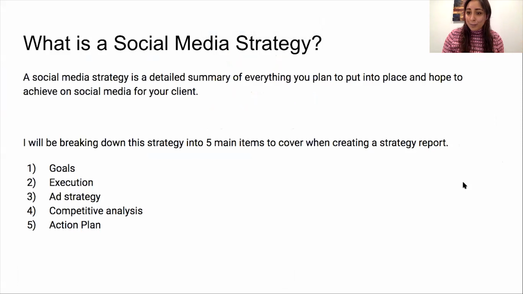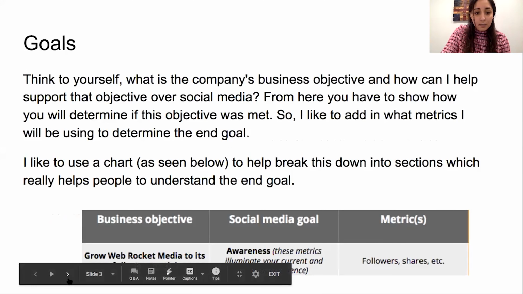So just starting from the first one, goals. Second one would be execution. Third is ad strategy. Fourth is competitive analysis. And then the very last one is our action plan. What are we going to be doing moving forward after everything I just talked about in all these slides? So let's start off with the first one, which I mentioned was goals.